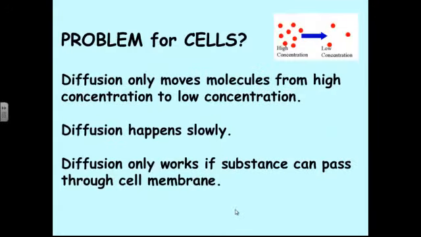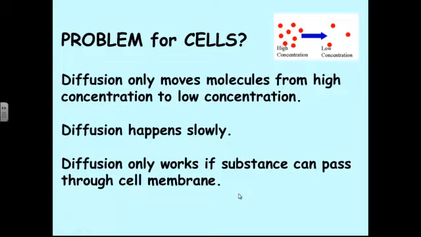Cells have a problem though, because diffusion only moves molecules from high to low, high concentration to low concentration. And diffusion happens pretty slowly. If you were in class, we'd be checking our little demo to see, did we reach equilibrium yet? Are the dye molecules equally spread out? And usually it takes quite a while for the same color to be equal everywhere. It takes a while for diffusion to happen.